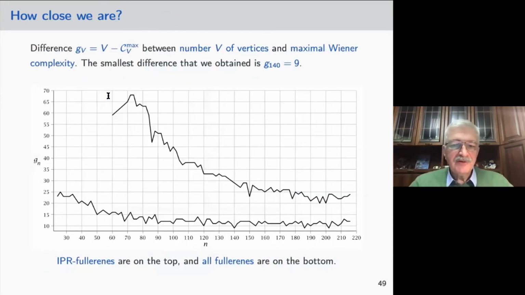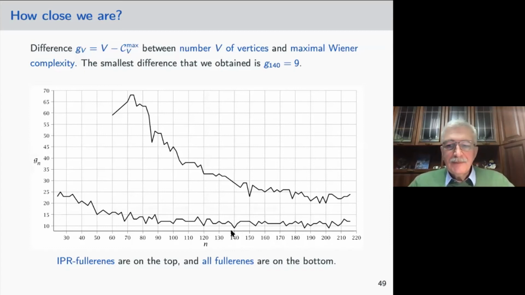So the best that we found is the following. If you can see the difference between the number of vertices and Wiener complexity for this number, the best example which we found corresponds to 140 vertices. It's here. So the difference is equal to 9. So we're close to 0, but not 0. So up to this number of vertices, we didn't find an example. So it's still an open problem.